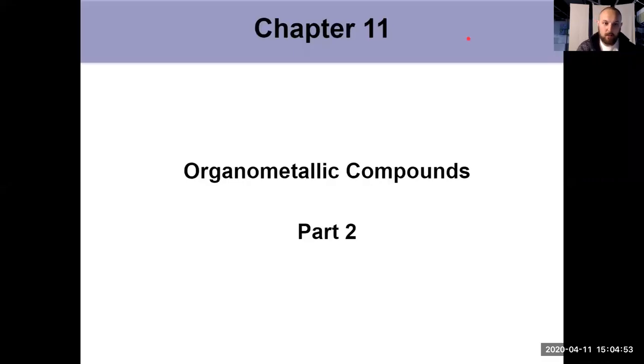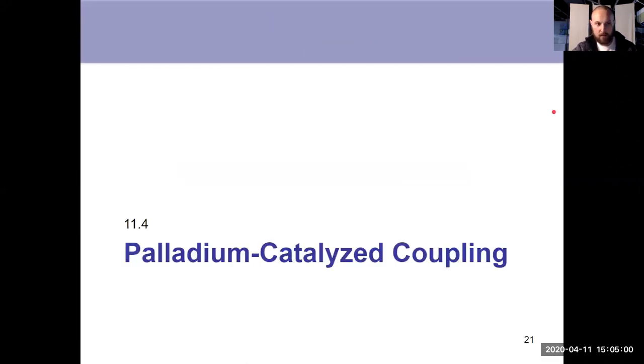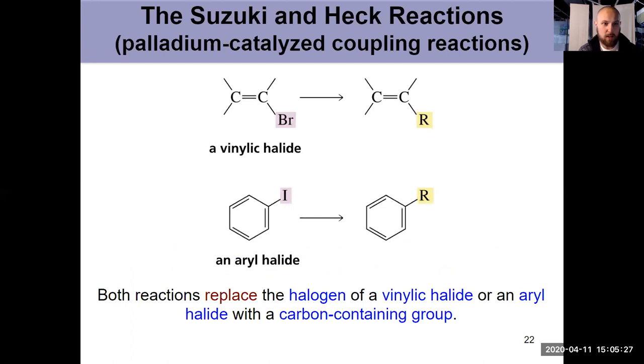Our second video from chapter 11 is centered around palladium with a little bit of boron sprinkled in. Because in 11.4 here, we're going to talk about another tool to form carbon-carbon bonds, and that's using palladium-catalyzed coupling. There are two key reactions here that are somewhat similar to one another, the Suzuki reaction and the Heck reaction. Okay, two famous named reactions for forming carbon-carbon bonds that you'll definitely want to know from chapter 11. That's the Suzuki reaction and the Heck reaction.